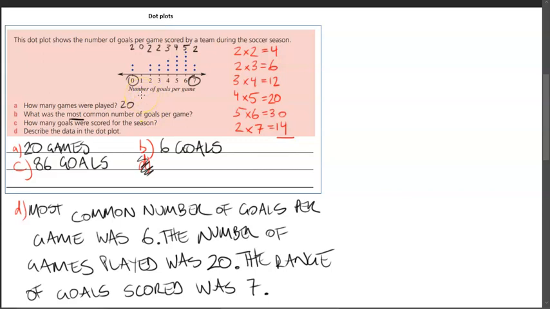That's it for the dot plots. You can just go ahead and try the questions out after the dot plots.